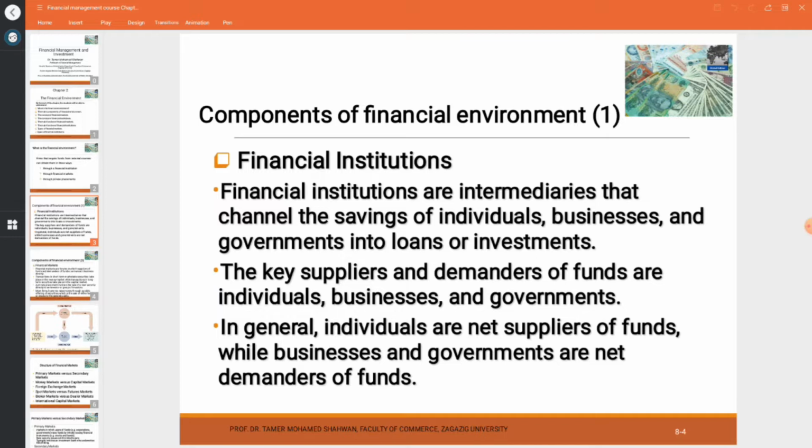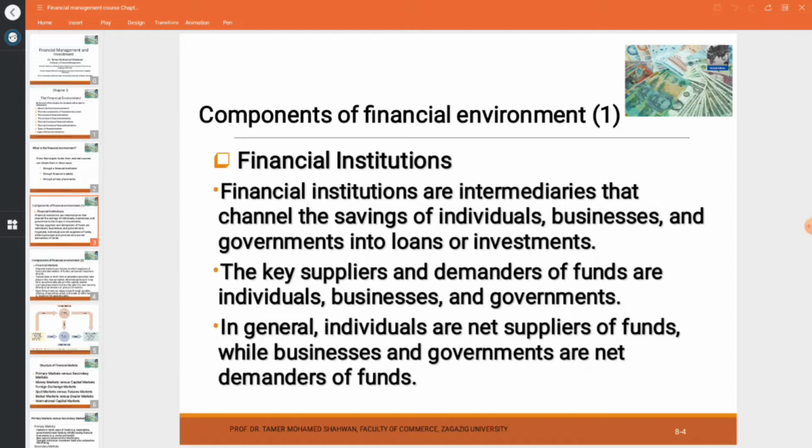Therefore, in this lecture, we are going to discuss the main components of the financial environment. In general, we could split the financial environment into two parts. The first part is the financial institutions, and the second part is financial markets. Let us start by the first part, which is financial institutions. What is the definition of financial institution?